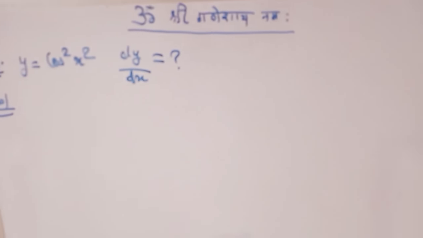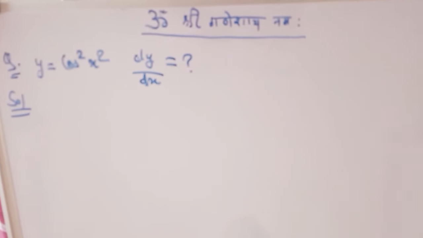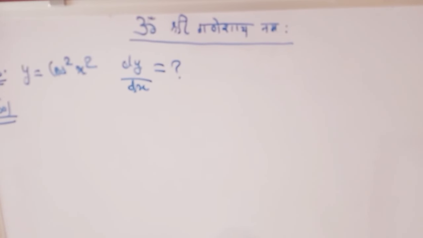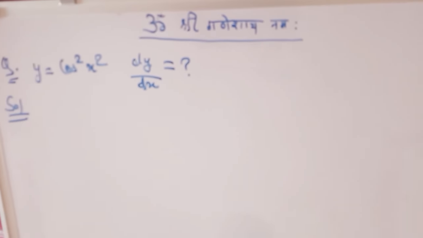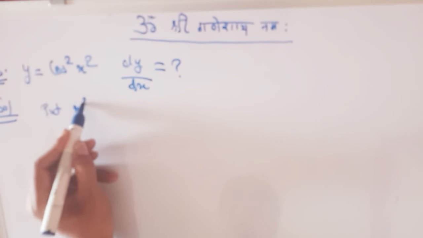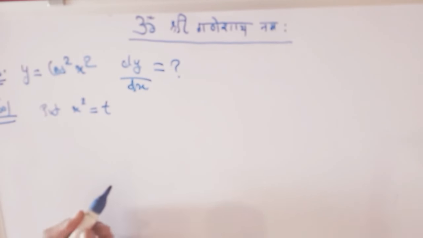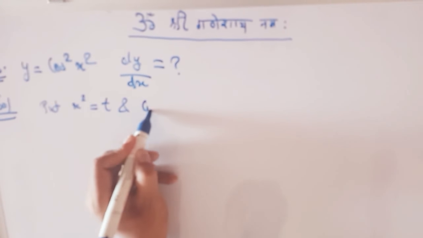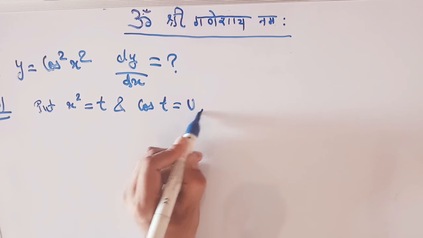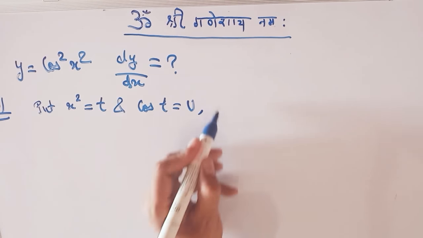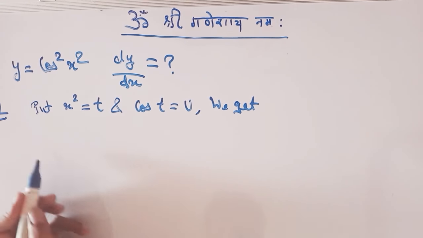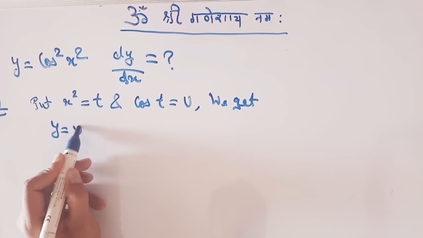So this is our next question, y equal to cos square of x square, and we have to find dy upon dx. So first of all assume that x square is equal to t, and cos t will be equal to u. Okay, now what we'll get? We get y is equal to u square.